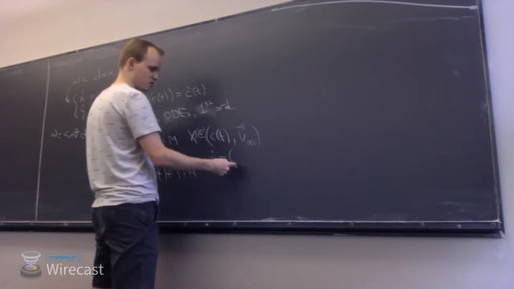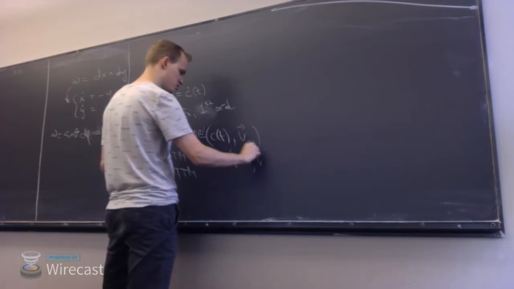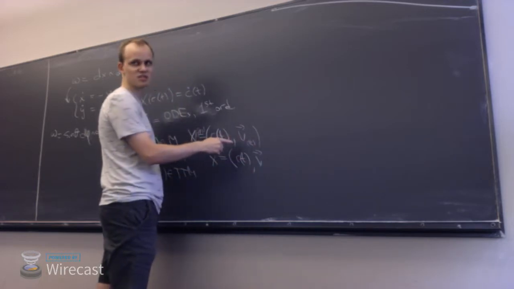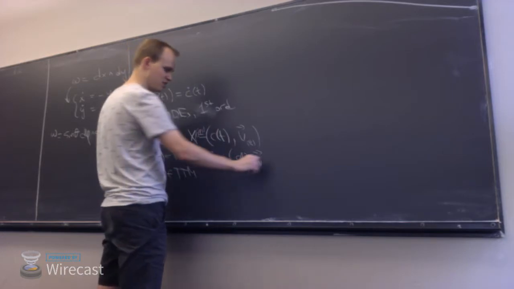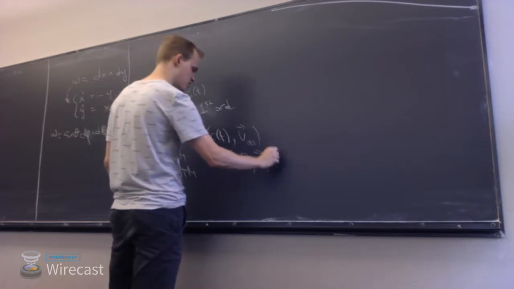you would get 4 parts, right? The first 2 parts would be the same. They just denote the point to which this thing is attached. Sure. Exactly. And then the other 2 parts will be the derivatives of these 2 bits. C dot and then V dot.